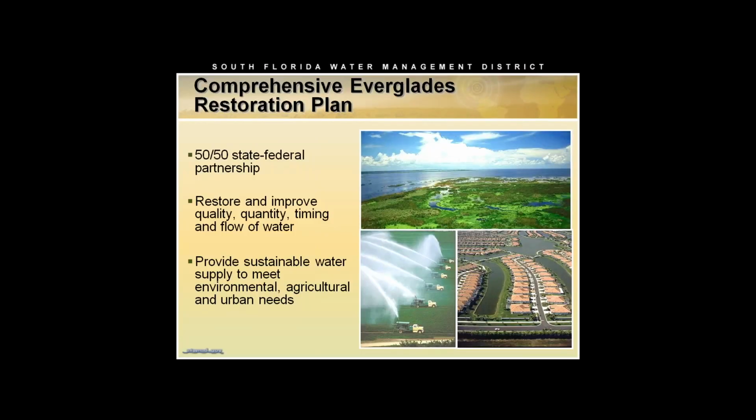So let's talk a little bit about some of the solutions, some of the things that are going on out there. At the federal level, we have the Comprehensive Everglades Restoration Plan. This is a 50-50 partnership with the state of Florida and the federal government, and it includes approximately 70 large-scale projects to construct. Most of those are large-scale reservoirs and environmental restoration projects, and their purpose is to restore and improve the water quality, the timing, the distribution, and the flow of the water. It's all about getting the water right. And Everglades restoration is all about sustainability. It's all about making sure that there's going to be sufficient water to meet our environmental, our agricultural, and our urban needs.